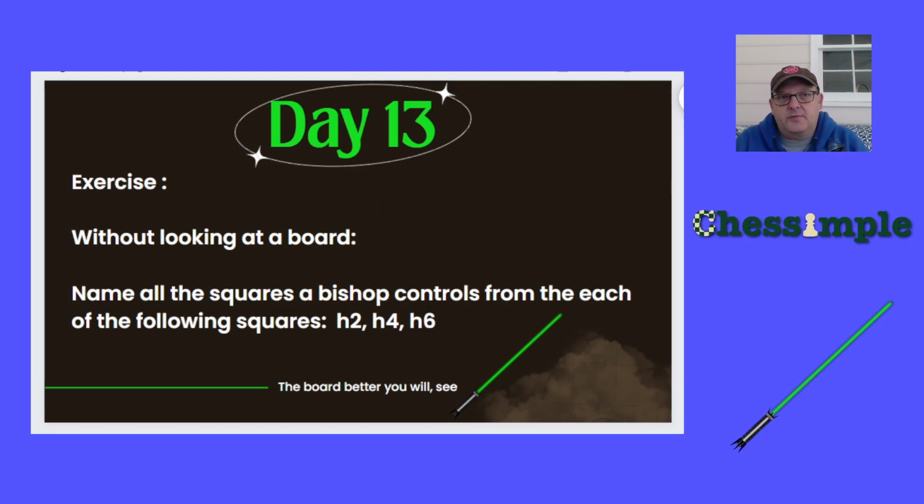And then when you're done with that, the task will be to not look at the board. So you do this without the board and write it down with pen and paper or however else you want to record it. And the task for today is to name all the squares a bishop controls from each of the following squares: h2, h4, and h6. So just write down all the squares that a bishop controls from each of those squares: h2, h4, and h6.